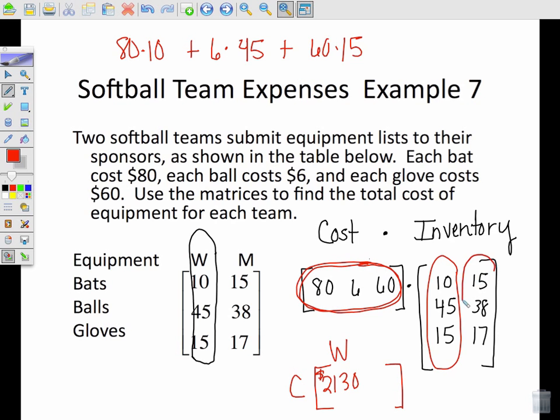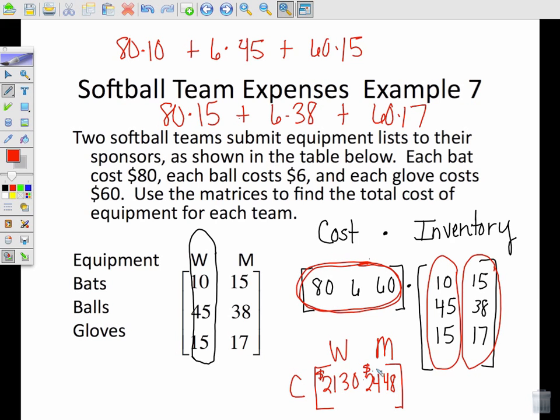All right, on the next, we're going to go again. So cost times the men's team. So it's 80 times 15 plus 6 times 38 plus 60 times 17. And that will give you a total cost of 2,448. That's for the men.